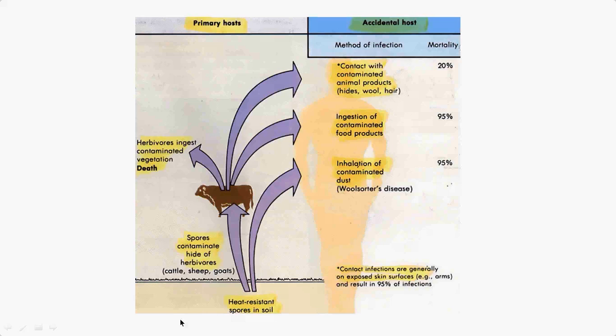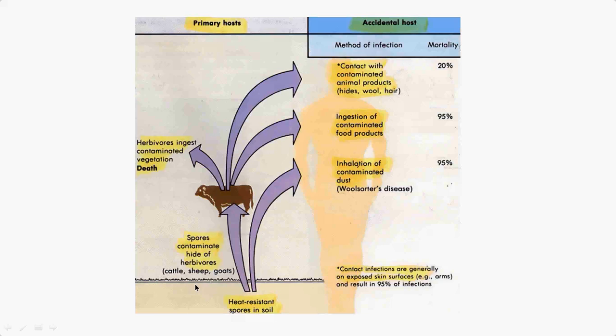As for transmission, heat-resistant spores are already present in the soil. They may be directly inhaled by humans, causing inhalation from contaminated dust, and that is wool sorter's disease, pulmonary anthrax. The animals graze on fields containing the heat-resistant spores. They also sit on the floor, so there is a high chance of spores getting on their hair and wool. By these two methods the animals get infection.